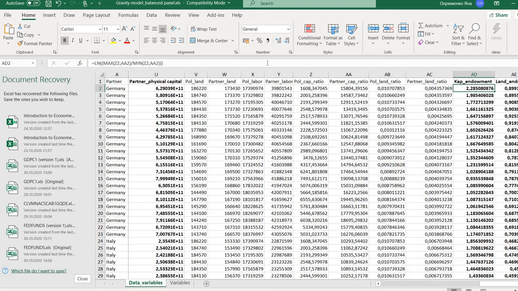This variable captures the distance in terms of capital endowment between two countries. Here you have the capital per worker ratio for Poland and the partner country. You divide the maximum value by the minimum value, you take the natural log, and the resulting variable indicates the difference between these two countries in terms of capital endowment.